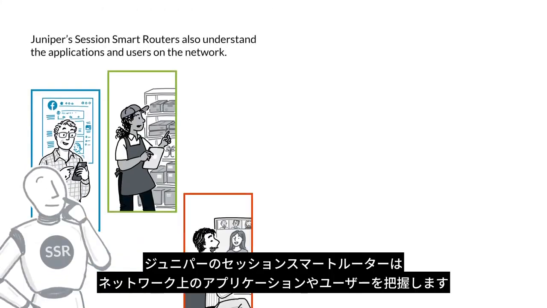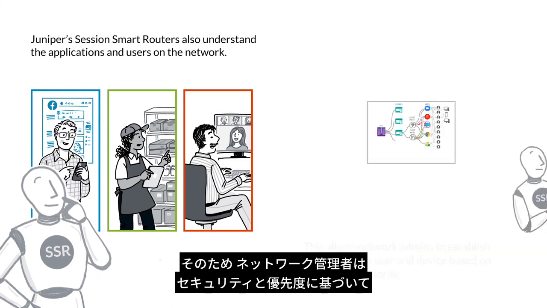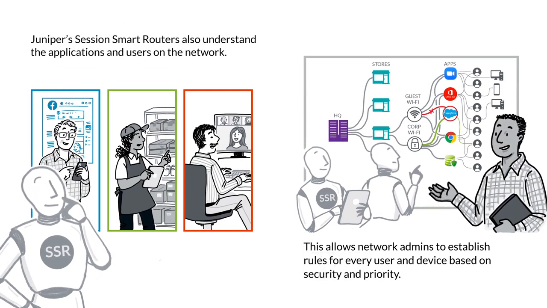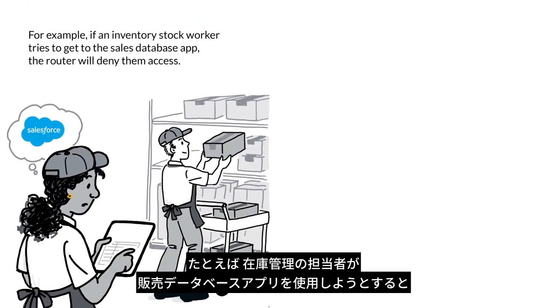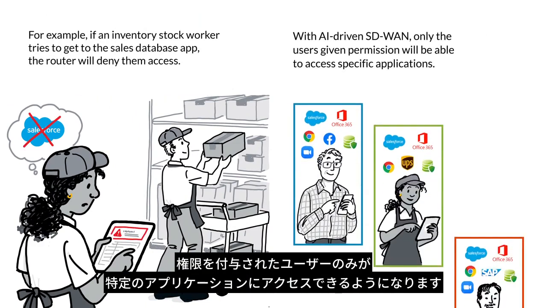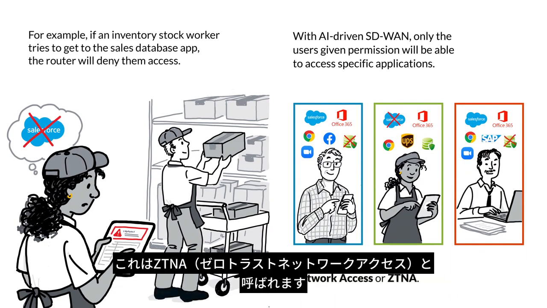Juniper's Session Smart routers understand the applications and users on the network. This allows network admins to establish rules for every user and device based on security and priority. For example, if an inventory stock worker tries to get to the sales database app, the router will deny them access. With AI-driven SD-WAN, only the users given permission will be able to access specific applications. This is called Zero Trust Network Access, or ZTNA.